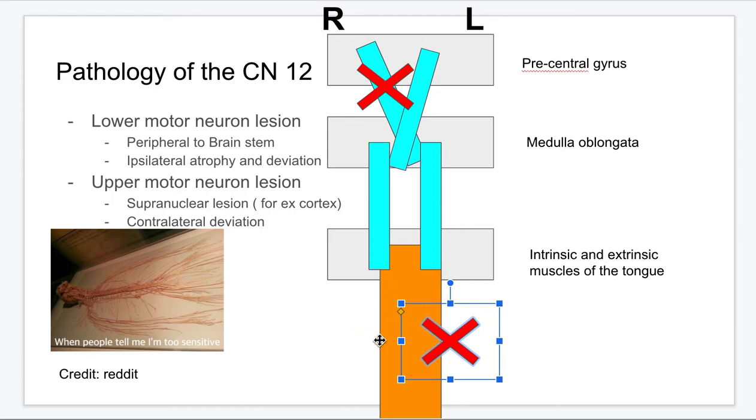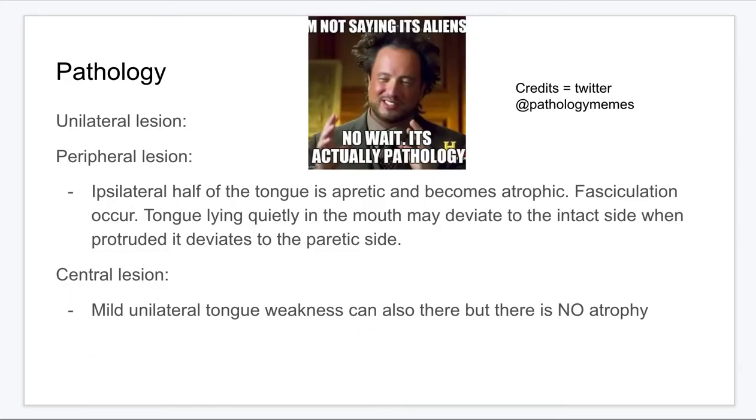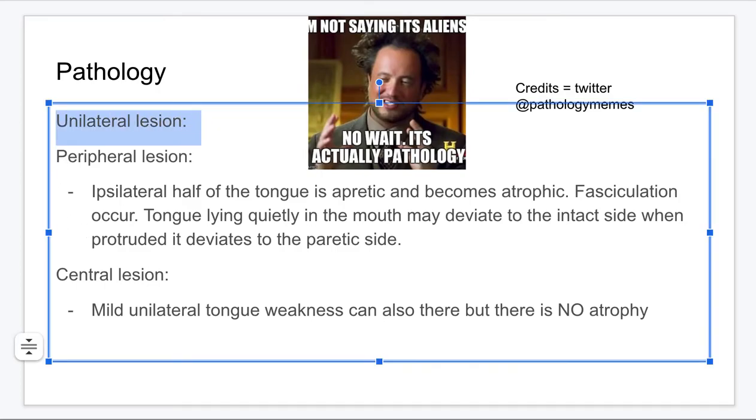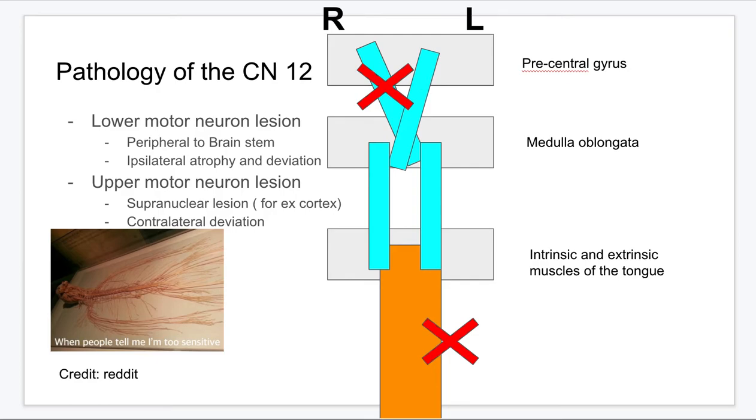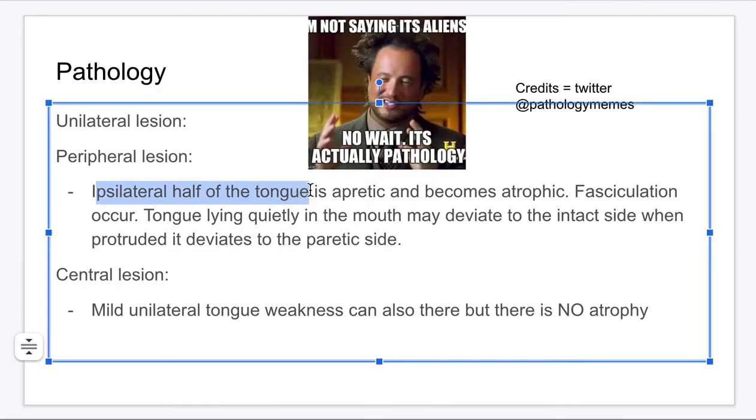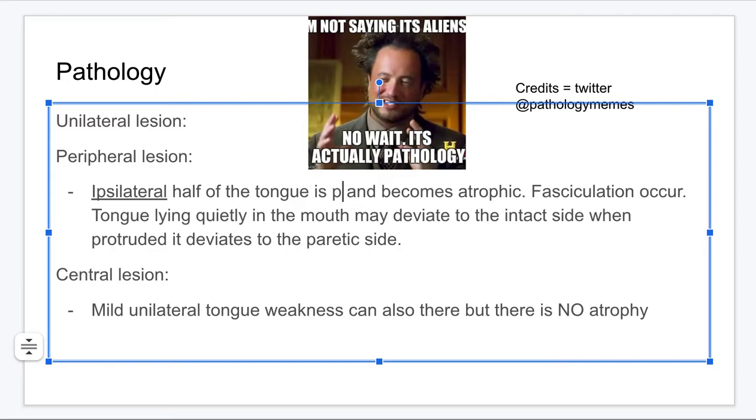So these pathologies manifest as atrophy and fasciculations. We'll talk about that in detail in the next slides. Like I was saying, if there's a unilateral lesion, unilateral means that only one of these fibers is going to be damaged. Then the ipsilateral half, the same side half, will become atrophic, and it'll be paretic. Paretic means that there's going to be a lack of movement.